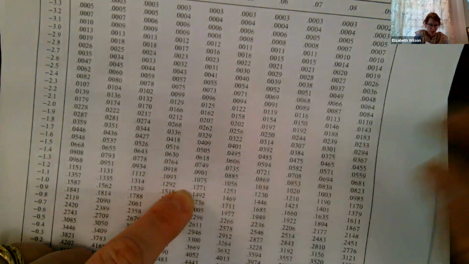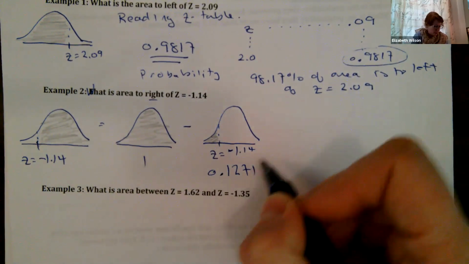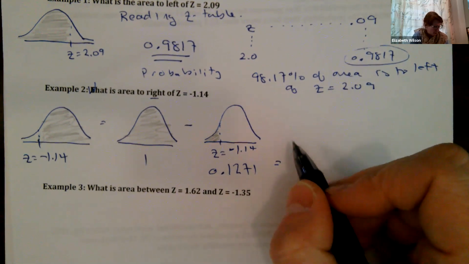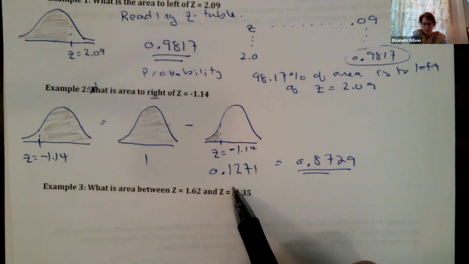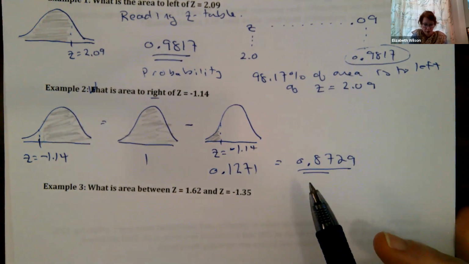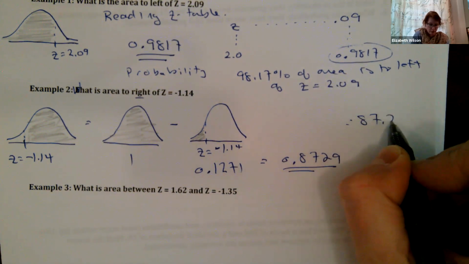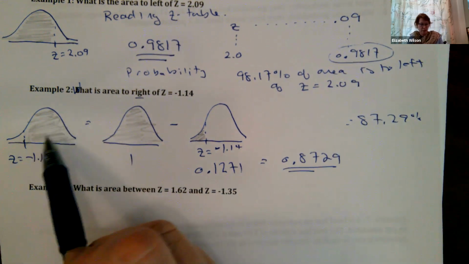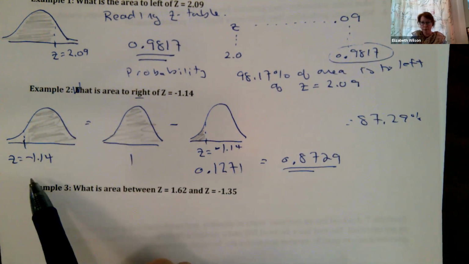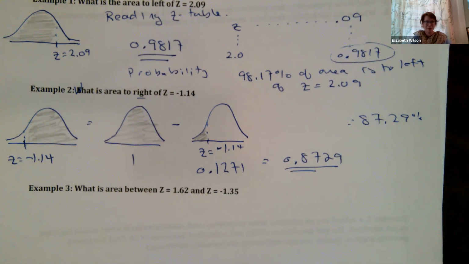So I subtract 1 minus 0.1271, which gives me 0.8729. These have 4 digits after the decimal, and you want to keep it as 4 digits after the decimal as well, which is like saying 87.29% of the area under our curve is to the right of z equals minus 1.14. Getting these things from the table is not a mystery, but we have to know how to read the table correctly.